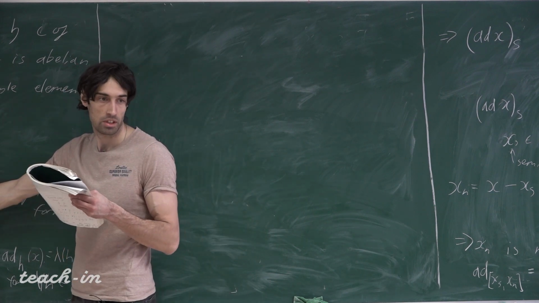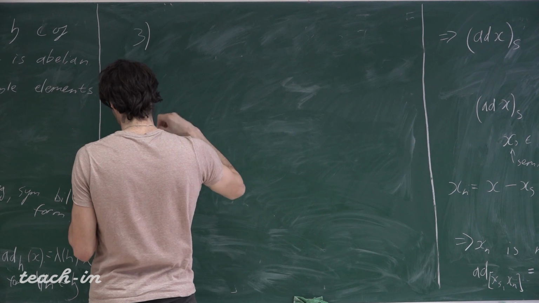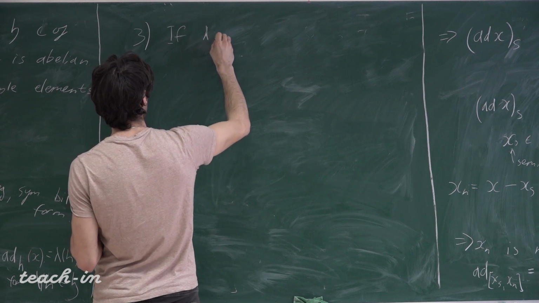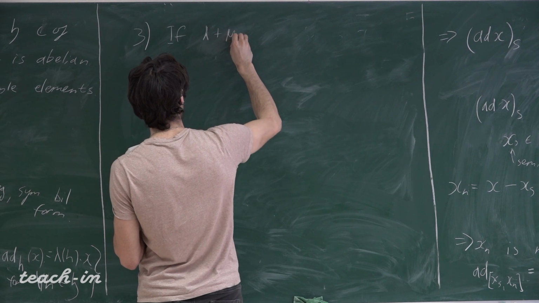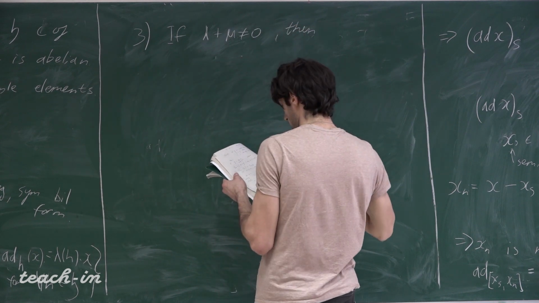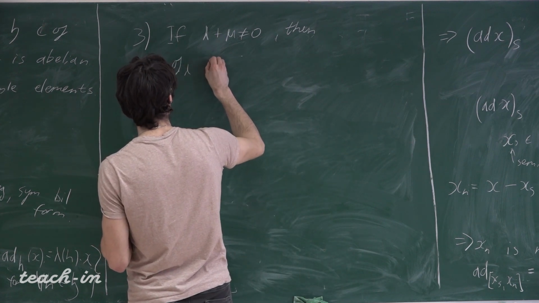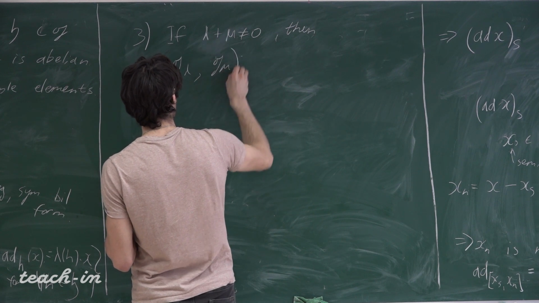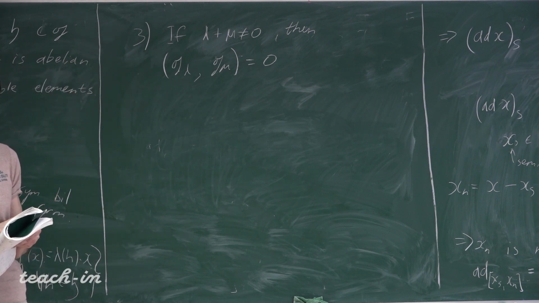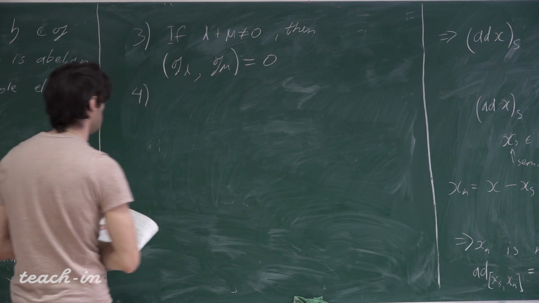Which concern the form that we fixed. So number 3 says that if lambda and mu are such that lambda plus mu is not 0, then G lambda and G mu are orthogonal with respect to this form. That's the third statement, and the fourth statement is that otherwise we have a non-degenerate pairing.